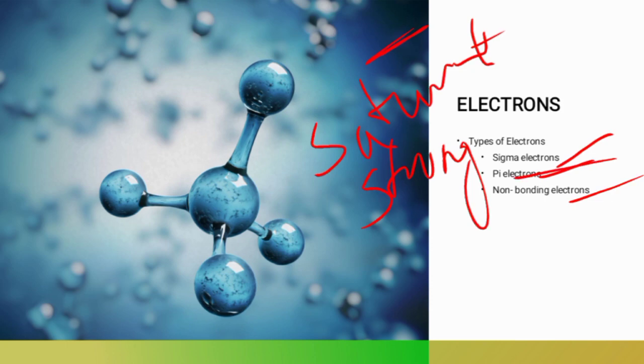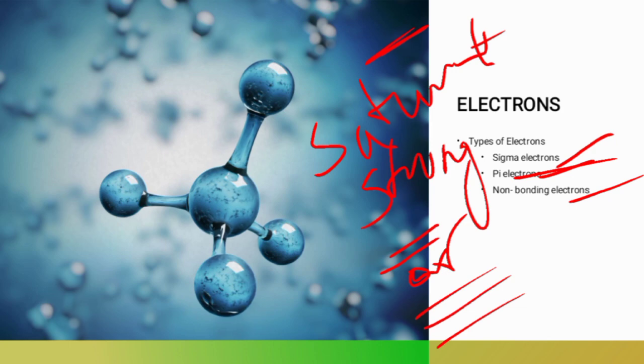And the next one is the pi electrons. Pi electrons are in unsaturated compounds like alkenes, alkynes and aromatic compounds. Unsaturated means double or triple bonds. And pi bonds are weak bonds. These electrons are easier to excite to the higher energy level, and pi electrons give absorption bands in the ultraviolet region.